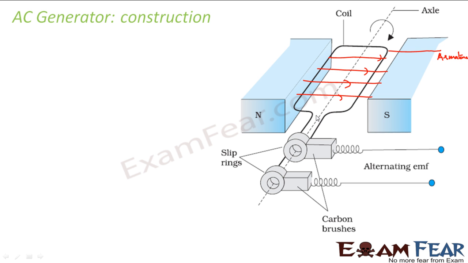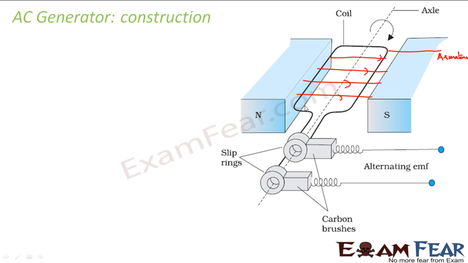Now this coil is connected to slip rings. These are the two rings which are called slip rings, and attached to them are carbon brushes. This is how it is arranged. You have a rectangular coil, and towards its handle there is a pair of slip rings, which are in turn attached to carbon brushes.